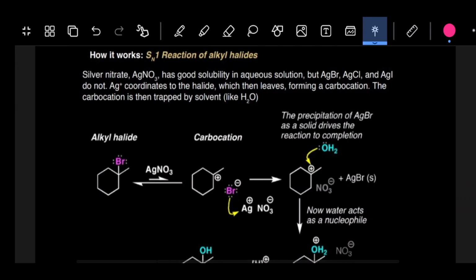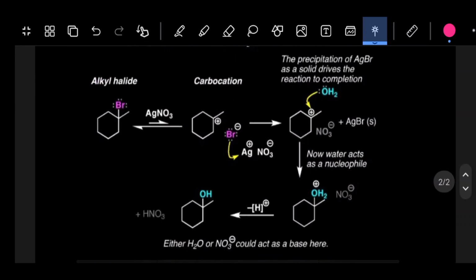So Ag plus coordinates to the halide, which then leaves, forming a carbocation. The carbocation is then trapped by a solvent like H2O. Here we are using H2O, so automatically the nucleophile is H2O. Okay, so let's look into the mechanism.